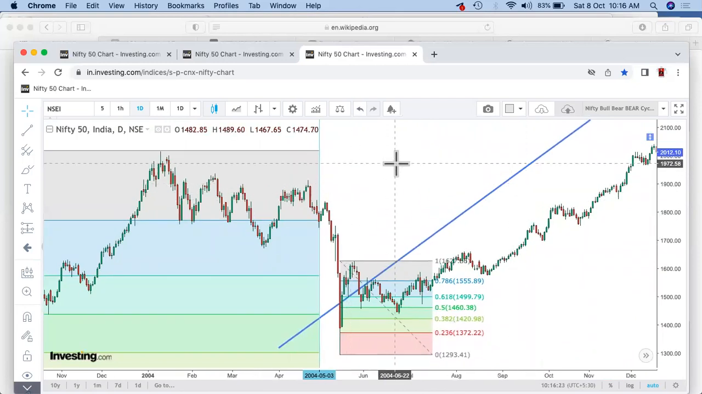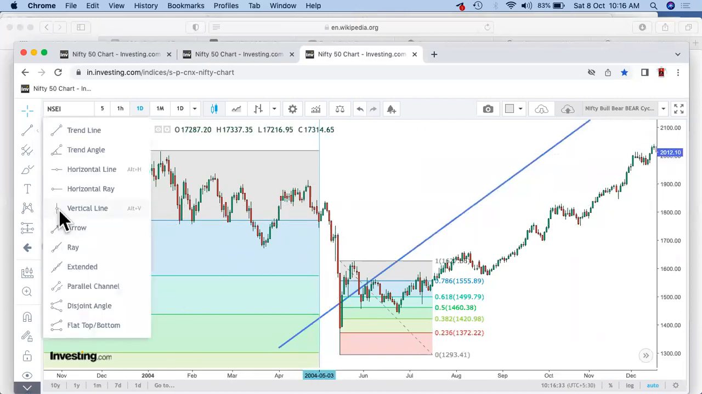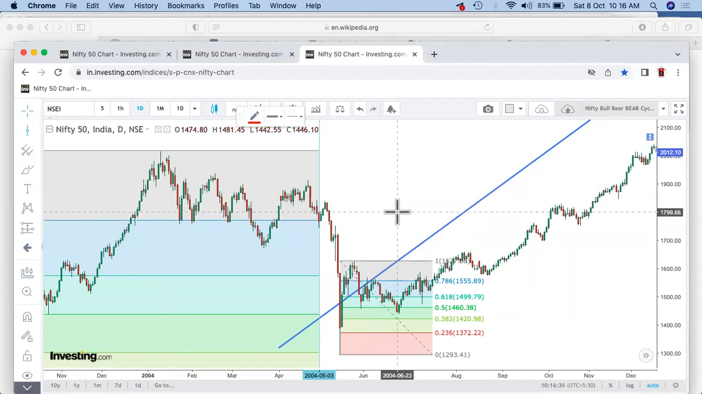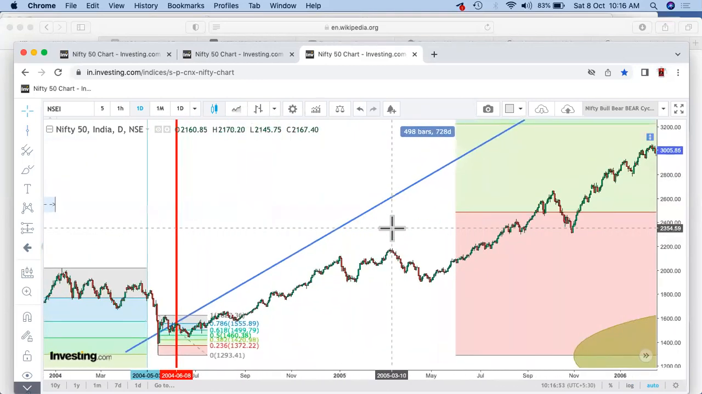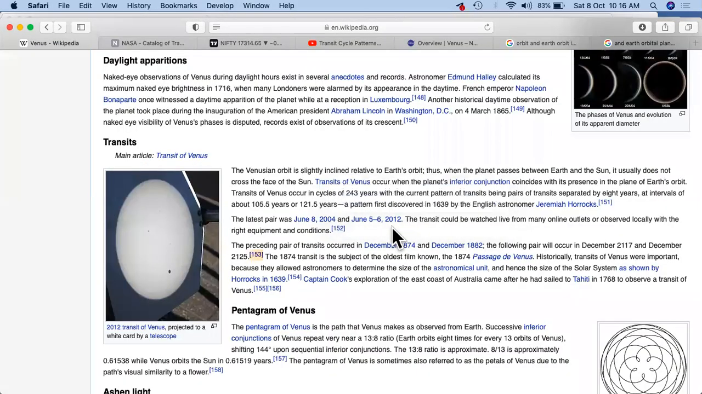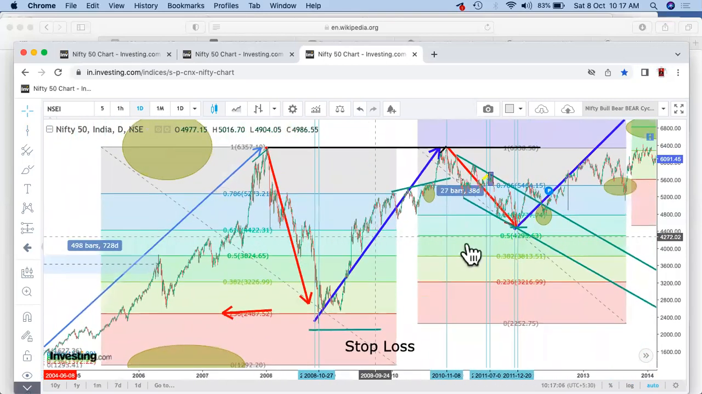right? So the dates that we had, where is the date? 8th June 2004. We'll just try to mark this date with a red line probably. So we have the same date. Yes, this is 8th of June 2004, right? And after that we had the second date, which is coming in 2012, and 2012 is 5th of June 2012. Yes, the month is also matching. It is coming in the month of June only, and this is 2012.